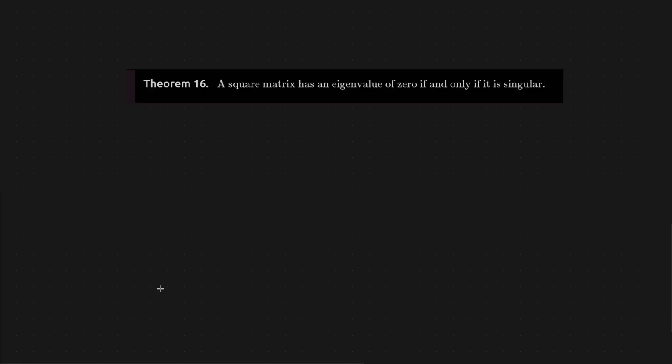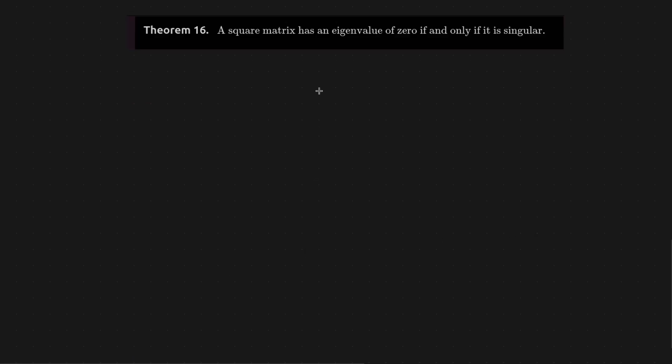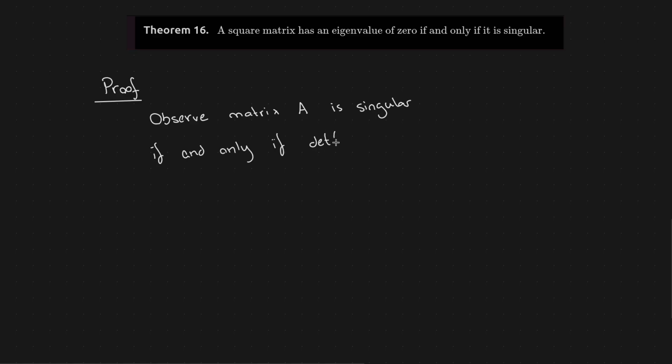And then the final result I wanted to cover is that if we have a square matrix, it has an eigenvalue of 0 if and only if that matrix is singular. So this one we will prove, but it's a quick proof. Observe, matrix A is singular if and only if the determinant of A is equal to 0.